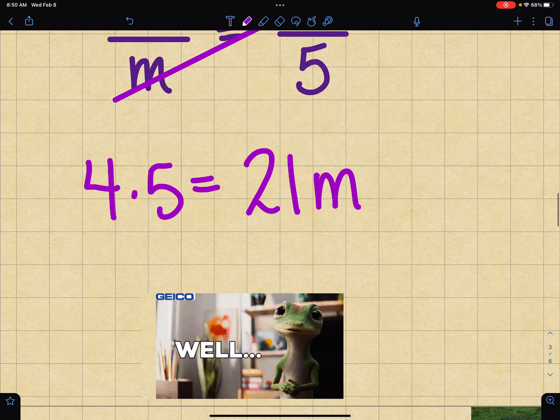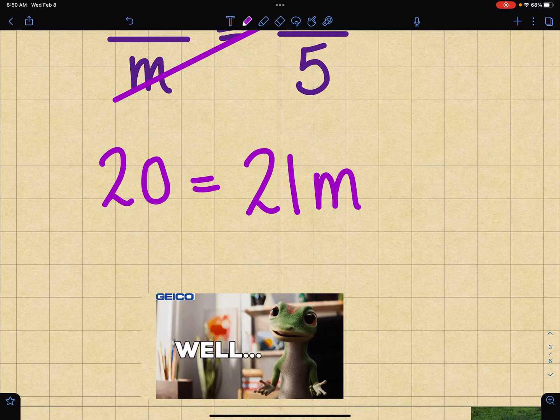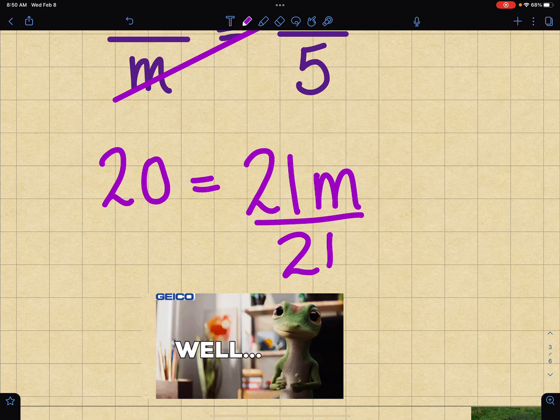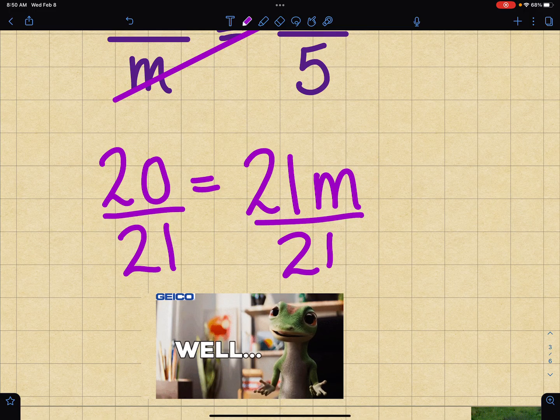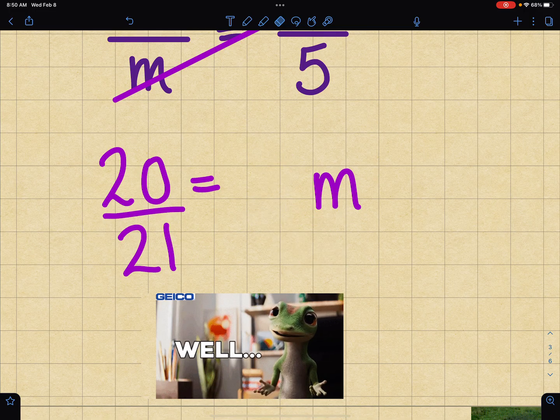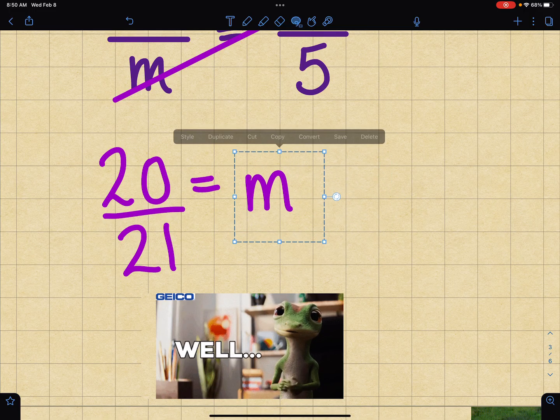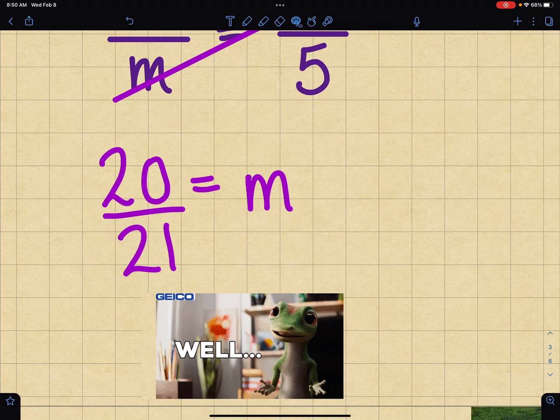I'm a little OCD. I just like to do it that way. So now 4 times 5, I can simplify that. That's just 20. And I can divide both sides by 21. And when the 21s cancel out on this side, I'm left with m is equal to 20 over 21. And that doesn't reduce anymore. So that's the final answer.